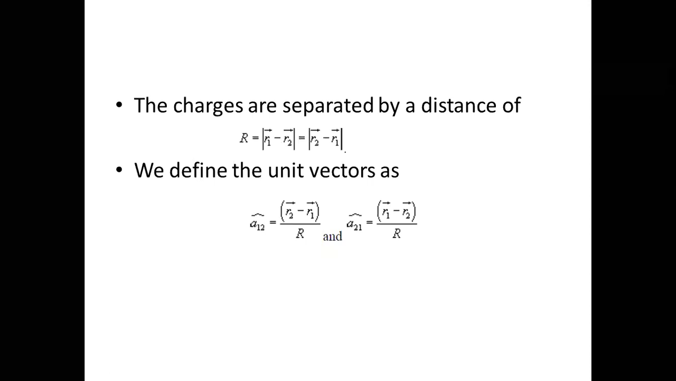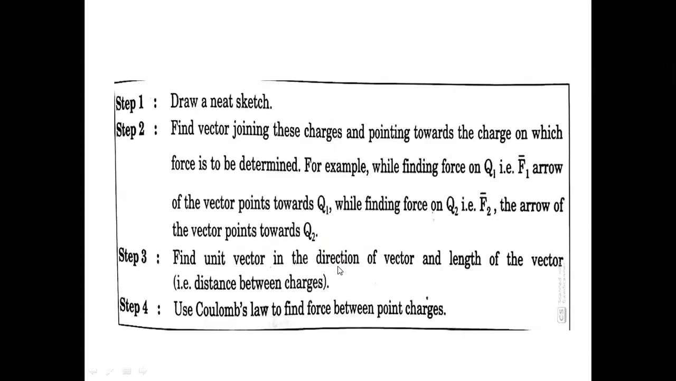And in some cases, we also require the unit vector of this, which is calculated as the vector divided by its magnitude. It is nothing but the vector divided by the distance between them. Now, these are the points that we require while solving problems based on Coulomb's law.